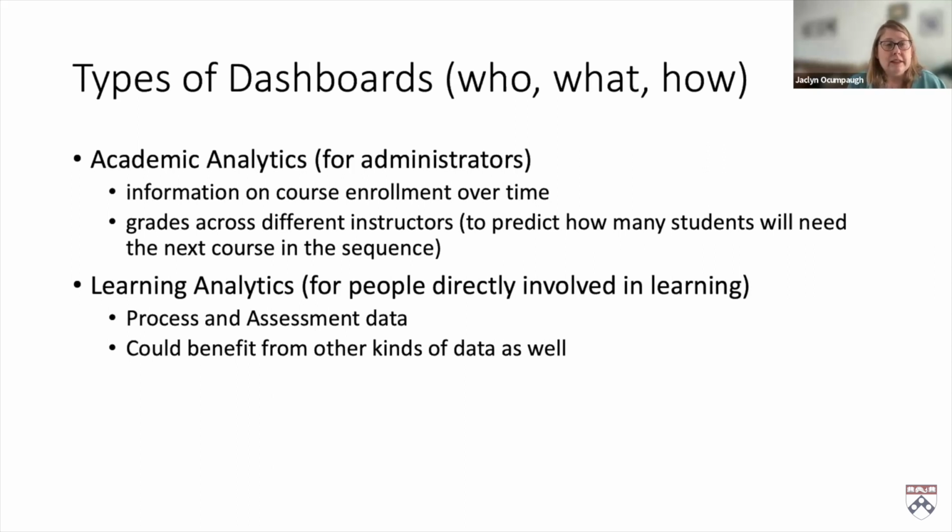Now, academic analytics, for people that distinguish between the two, is different, right? It's information on course enrollment over time or the grades across different instructors to predict how many students are going to need the next course in the sequence, and so on.